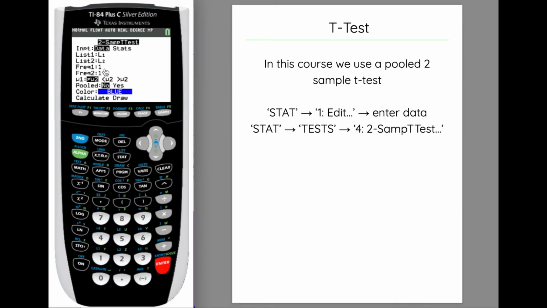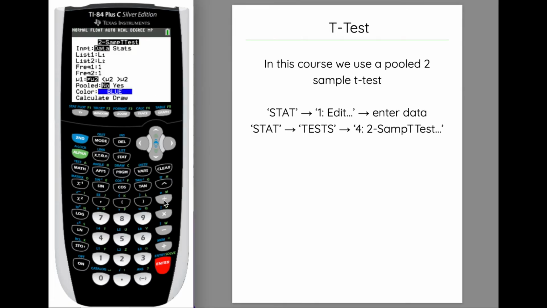And so we need to make sure at the top we're choosing data here because we've just entered 2 sets of data. The list is L1, L2, and then we need to know what kind of sample test we're doing. So we choose one of these options here. If we're just seeing if they're the same or not the same, then we choose this not being equal.